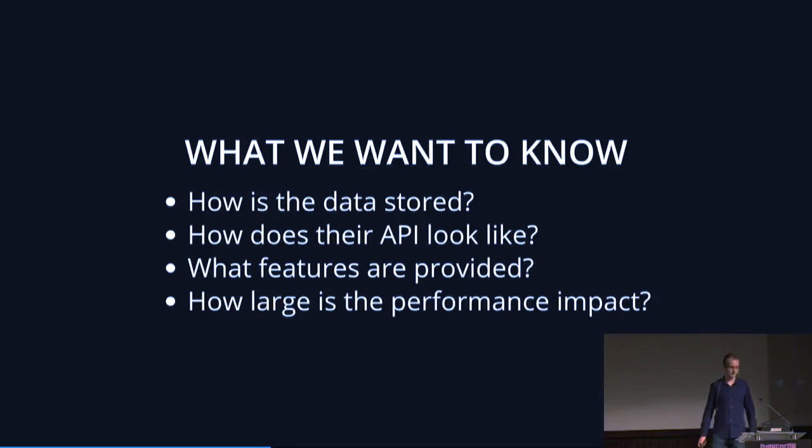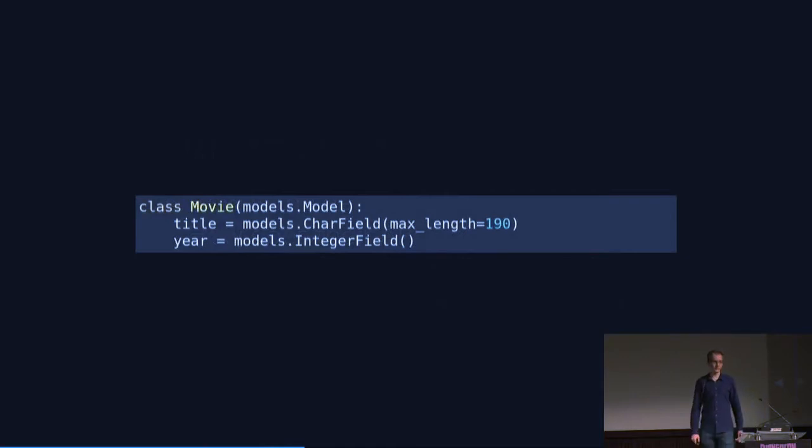For all examples in this talk, we'll be dealing with a very simple model. Since we're in a cinema, we want to store a list of movies, and we keep it very simple. For every movie, we store the title and the year. And later, we want to be able to store the title in different languages at the same time.